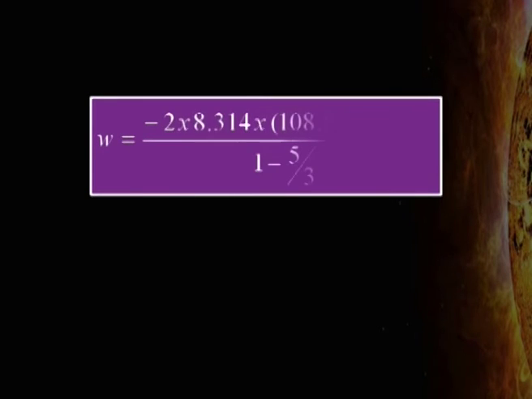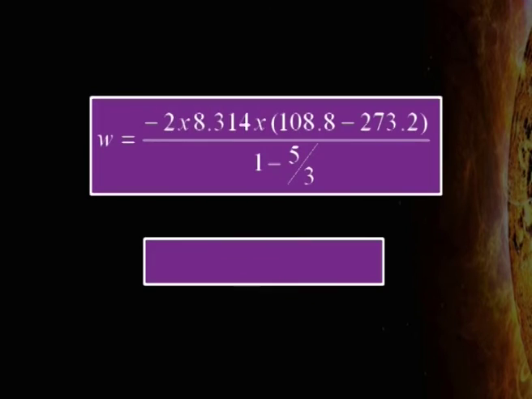We will get minus 2 multiplied by 8.314 multiplied by 108.8 minus 273.2 divided by 1 minus 5 by 3. Solving this, we will get W is equal to minus 4100 joules, which is equal to minus 4.1 kilojoules.